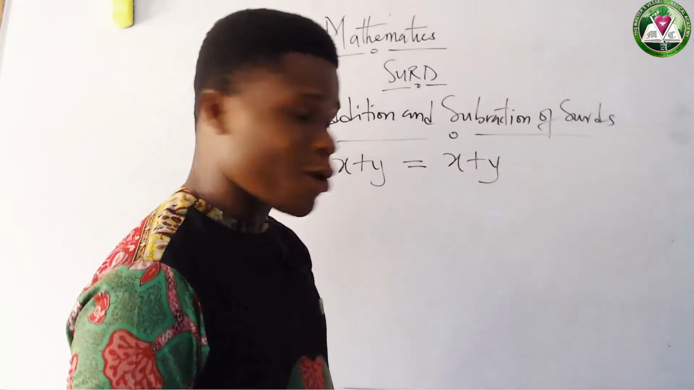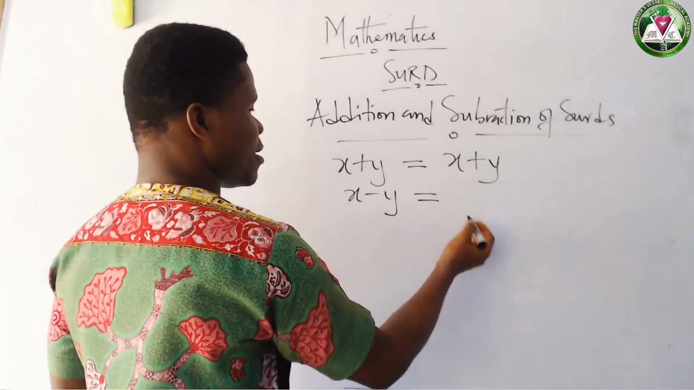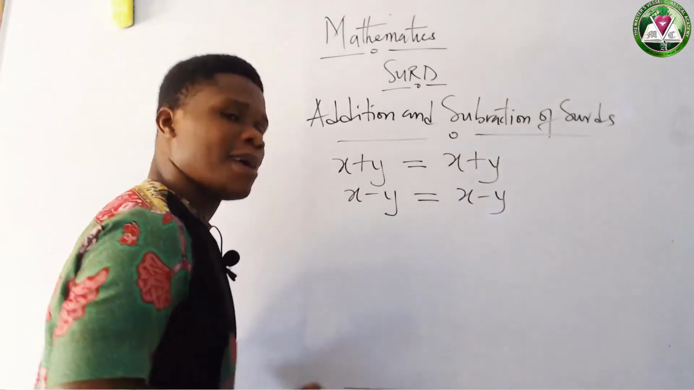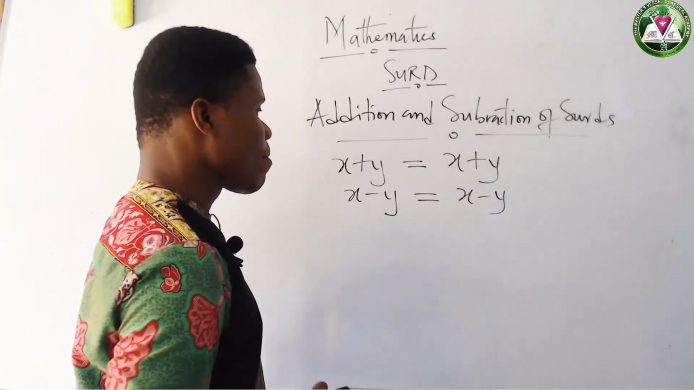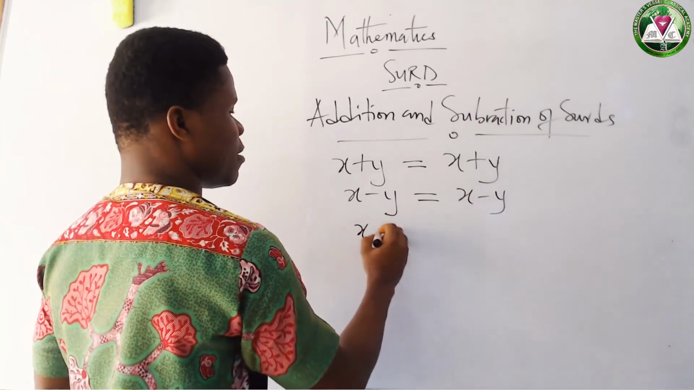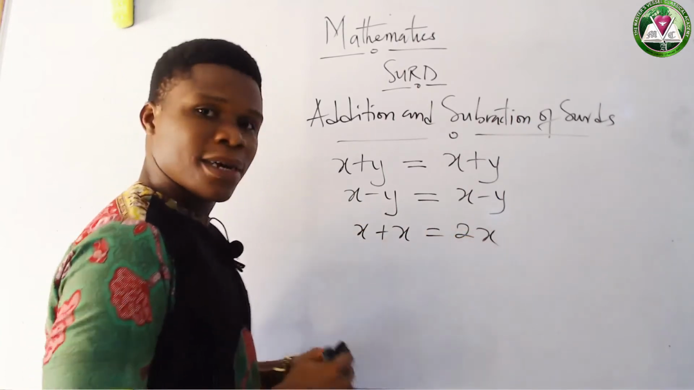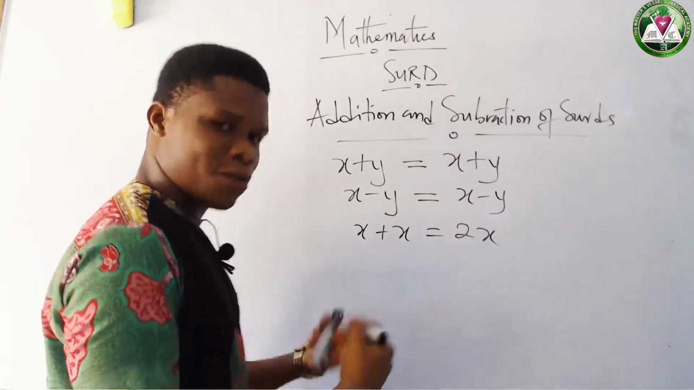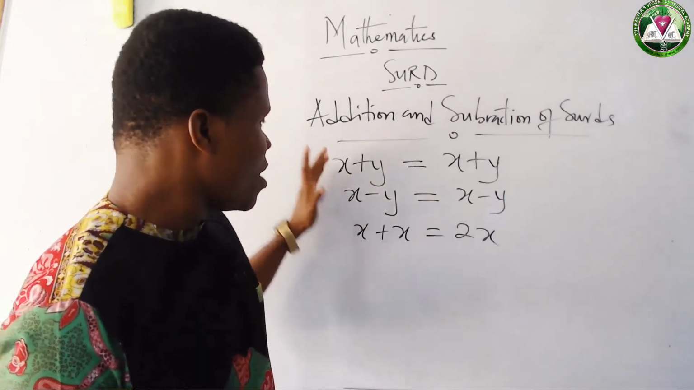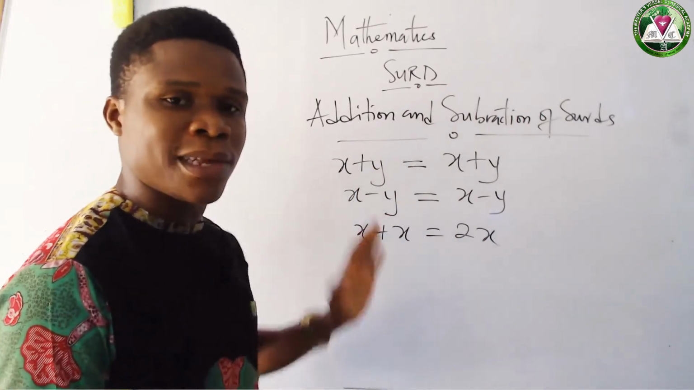You can't mix water and oil together. So if you have x minus y, it will also be equal to x minus y. We've already established this fact in our JSS classes. We also know that for like terms, x plus x is equal to 2x. We've added them together because they are like terms. y plus y is equal to 2y. So in algebra, we add and subtract like terms. If they are not like terms, we don't do anything. The question is the same as the answer.